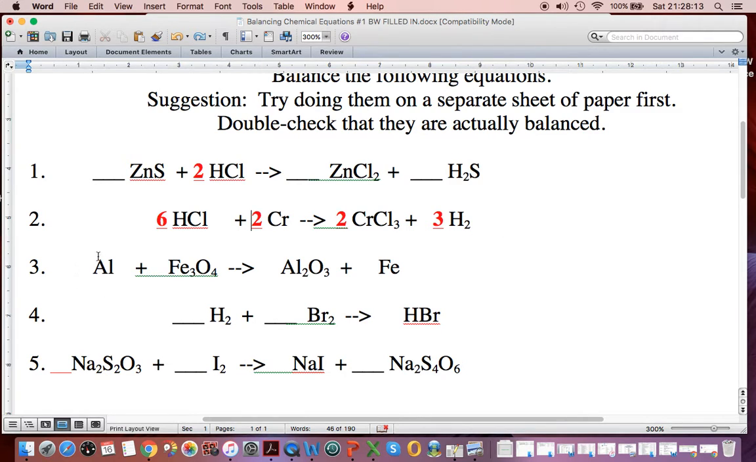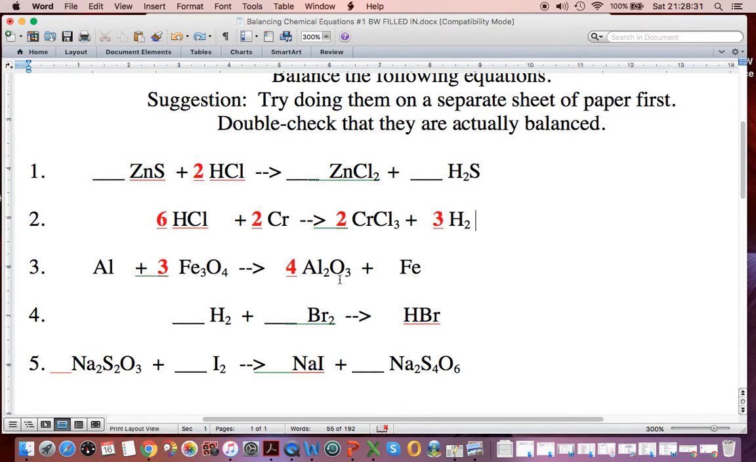Now the next one, we see aluminum by itself, iron by itself. So that means we've got to do the oxygen first. 4 oxygens here, so we'll get a 4 there. 3 oxygens here, we'll put a 3 there. In other words, crisscross, switcheroo. So there's our 4 and our 3.